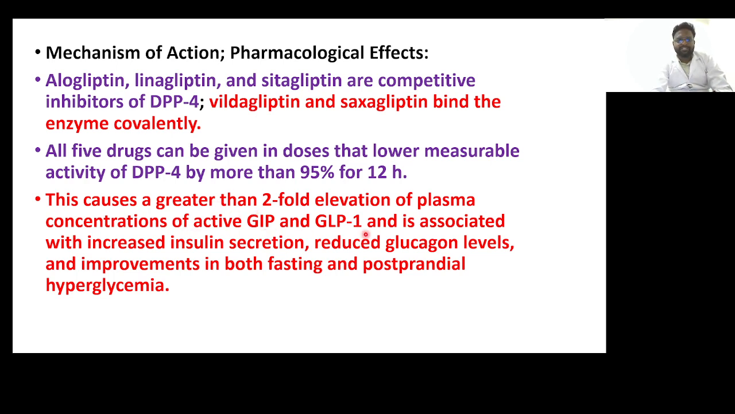So by inhibiting this DPP-4, it causes a greater than 2-fold elevation of plasma concentration of active GIP and GLP-1. It is further associated with increased insulin secretion, reduced glucagon levels, and improvement in both fasting and postprandial hyperglycemia.